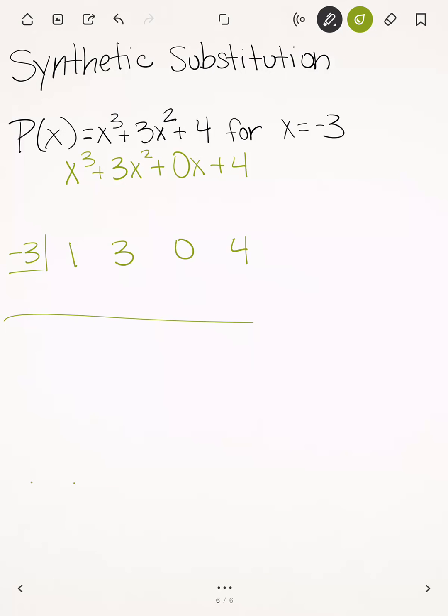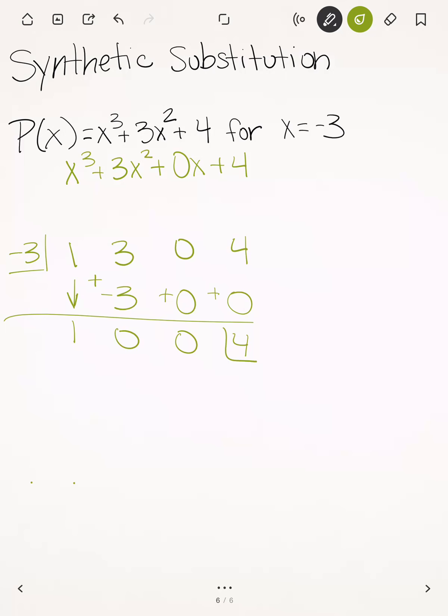Skip a space, draw a line. I bring down my first term. -3 times 1 is -3. 3 plus -3 is 0. -3 times 0 is 0. 0 plus 0 is still 0. -3 times 0 is 0. Who would have guessed that? And 4 plus 0 is 4.